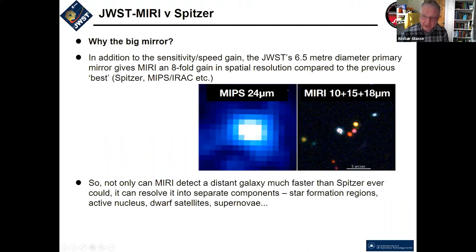But you can break it down into star-forming regions and the active nucleus and supernovae and all of that sort of stuff all going on separately, just from the images. Okay, that's just from the images.